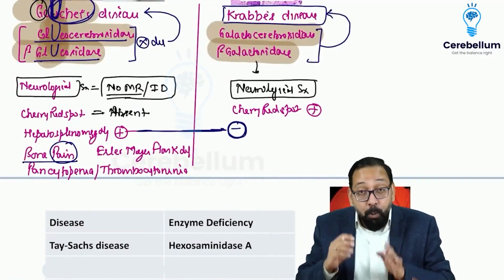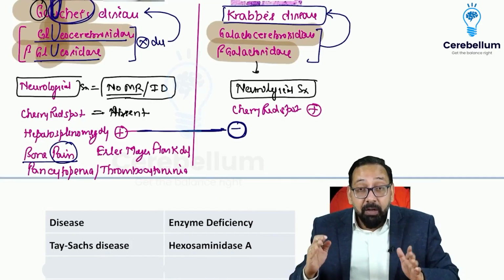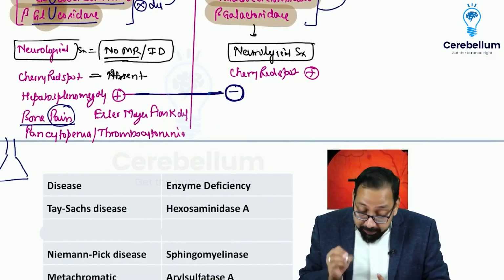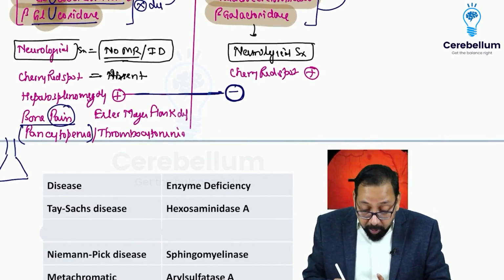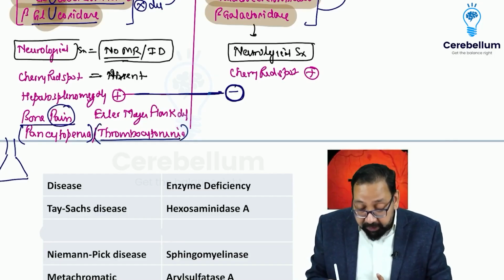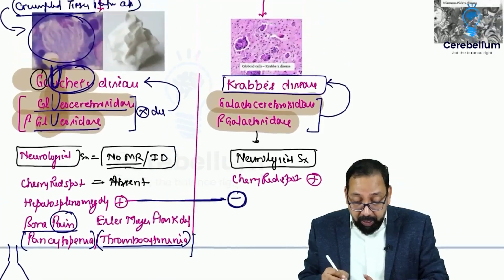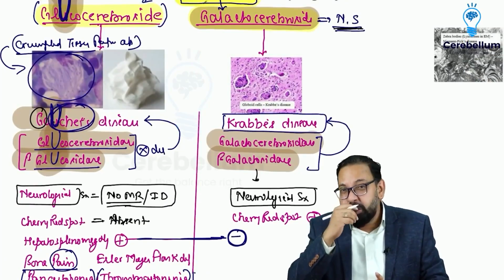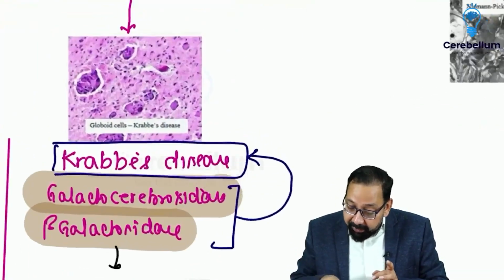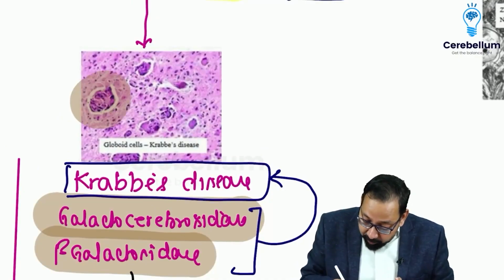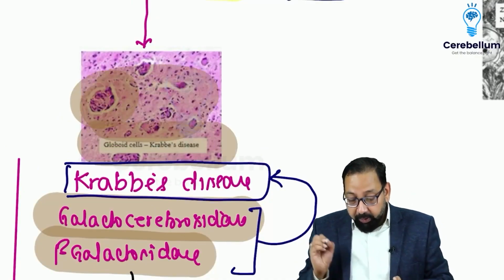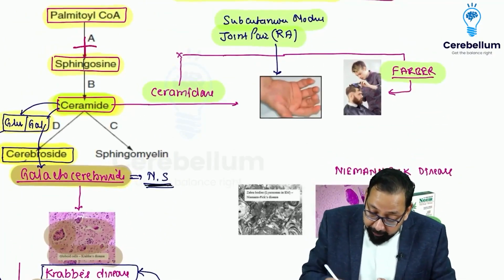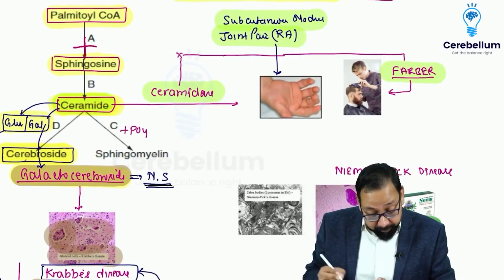And in this, bone pain is there and there would be Erlenmeyer flask deformity in bone. Yes, in this, pancytopenia, thrombocytopenia, bleeding manifestation may be there. Although questions are solved mostly by this crumpled tissue paper appearance, ouch, ouch, yes, tissue paper crumpled. In Krabbe's disease, there are globoid cells. These are globoid cells in Krabbe's disease. Now, we found that ceramide can bind with phosphate. Important point.